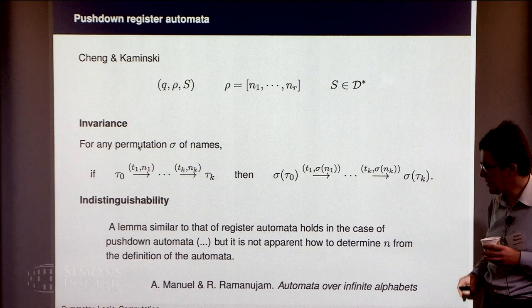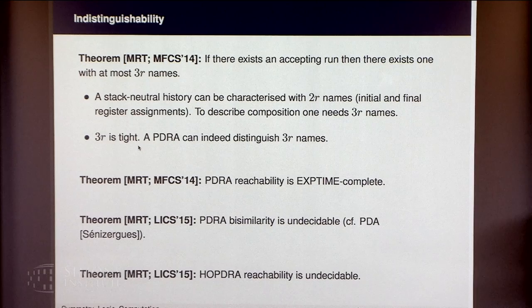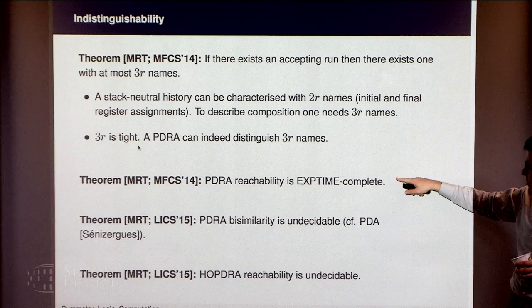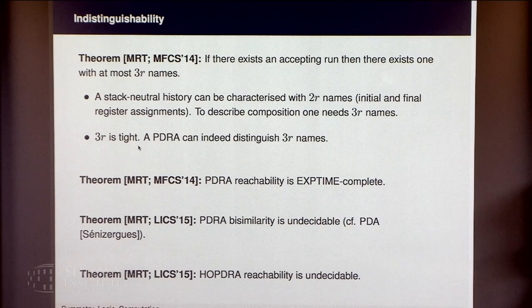So we made progress on this question. It turned out that the magic number is three times the number of registers. So I don't have enough time to explain this, but this result immediately implies that reachability in pushdown register automata is decidable and the problem is in exponential time.